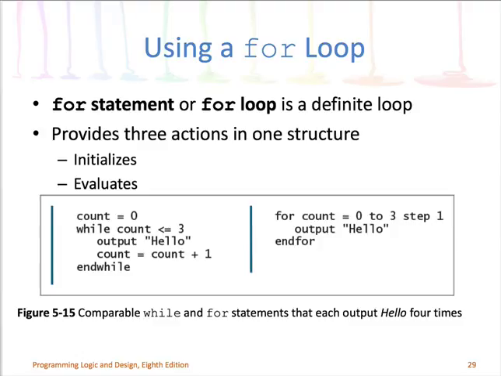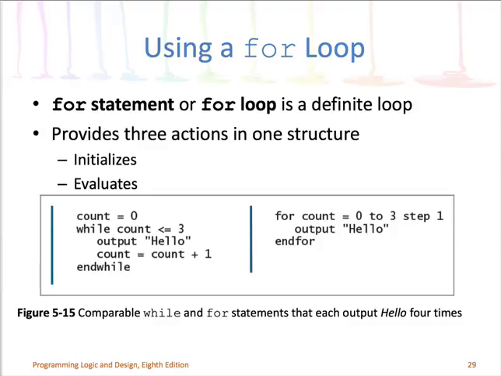Another type of statement we have is the for loop, and basically what it does is it initializes and evaluates all in one statement, the actual for statement, the first line. So on the left, we have a loop variable. We set it to 0, and then we increment the variable at the bottom. That's a real common thing to do. So to make it a little more readable, they say for count equals 0 to 3, step 1.